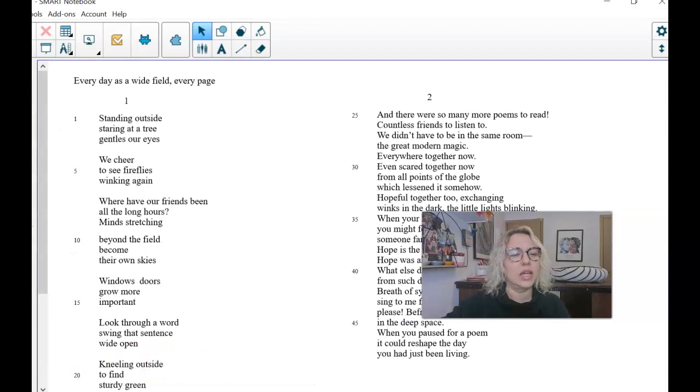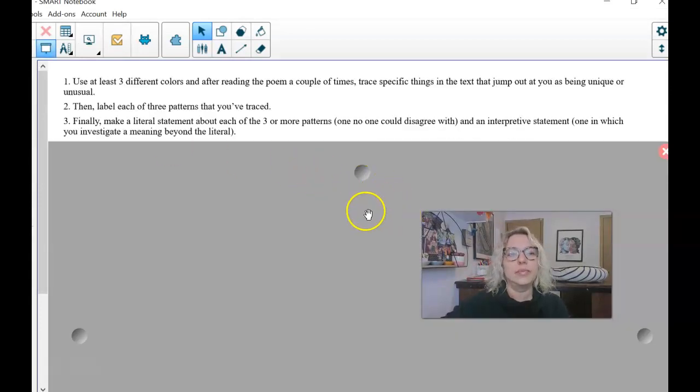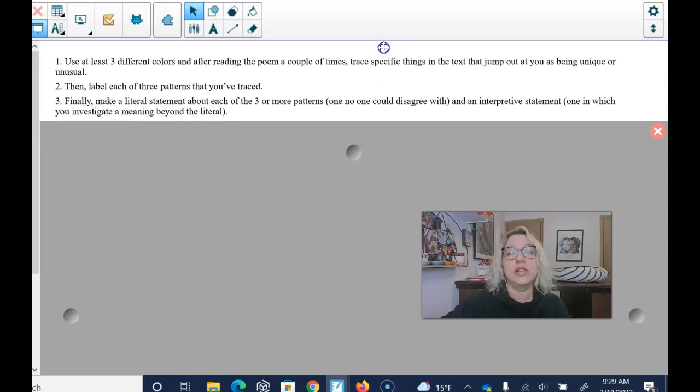we will take a look at the different items that you can look for as you're color marking. The directions are to use at least 3 different colors, and after reading the poem a couple of times, trace specific things in the text that jump out at you as being unique or unusual. Then label each of the 3 patterns that you've traced, and finally make a literal statement about each of the 3 or more patterns. And a literal statement, remember, is something that is not debatable. Nobody could argue with you on it. It is there on the page. And then also make an interpretive statement. That's one in which you investigate a meaning beyond the literal.